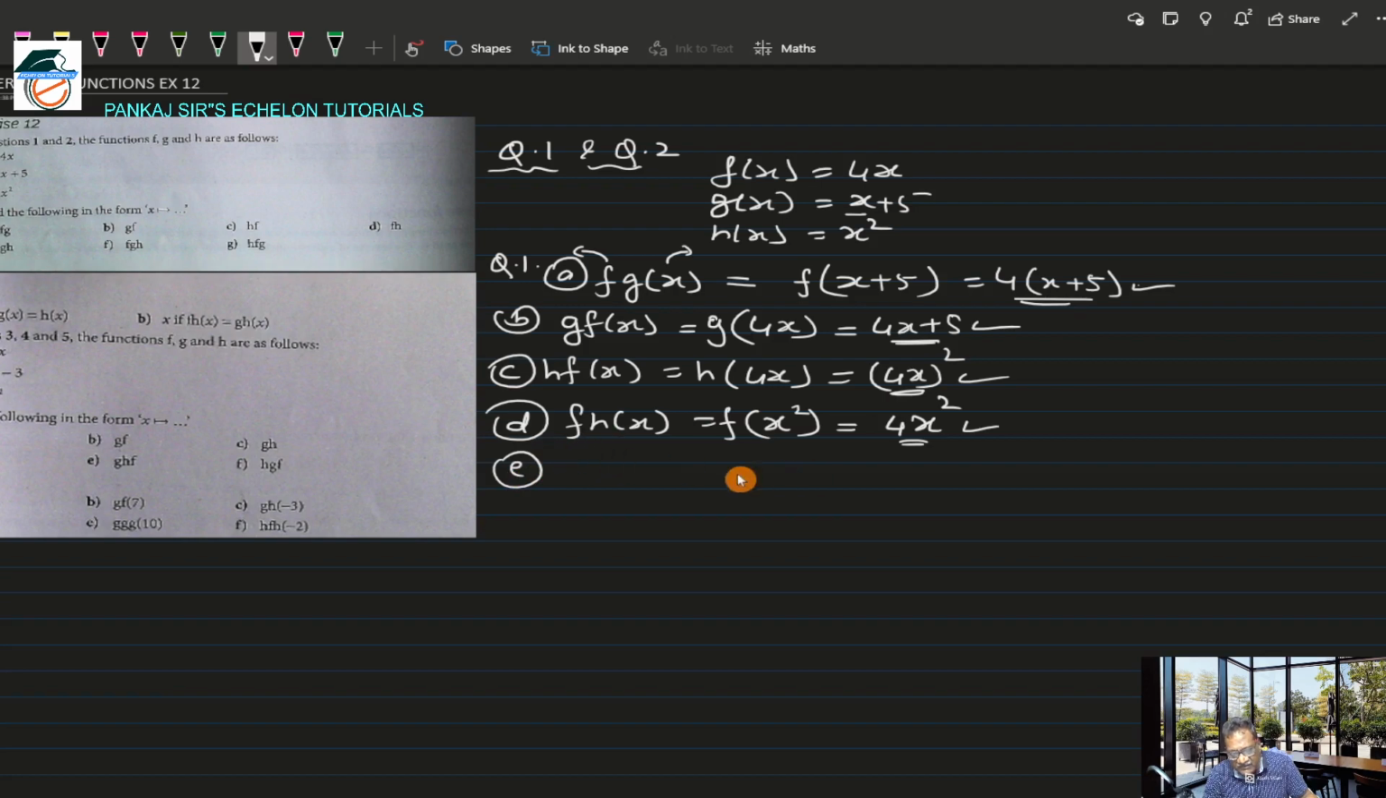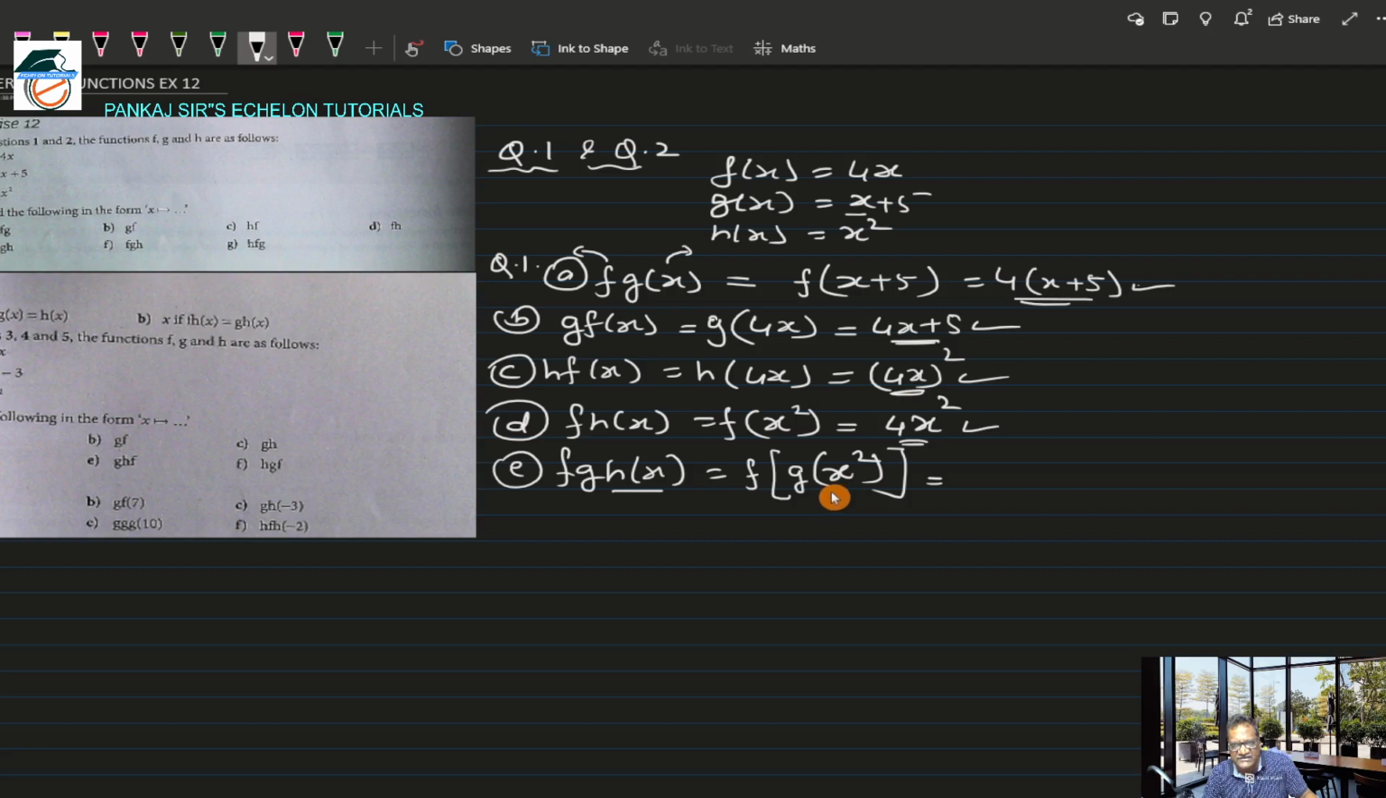Now for E, what should be the answer? It is FGH of x. Here you can see h is the inside function, then g is the outer function, and f is the outermost function. So it's going from inside to outside: h, g, and f. First I'll start from the inside function, h of x. So h of x is x square. I'll write x square here, and then outside you have g, and then one more function f outside g. So it will be f of g of x square.